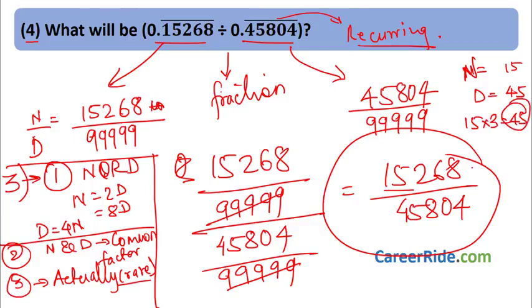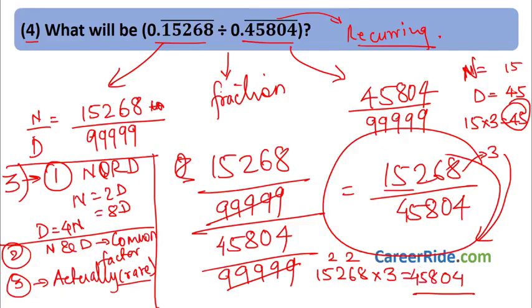So let us try to multiply this by 3 and see whether we get the answer or not. What we'll get over here? 3 8s are 24, 3 6s are 18 plus 2 is 20, 3 2s are 6, 7, 8, 3 5s are 15, 45. We got the answer. So the answer is 1 by 3.